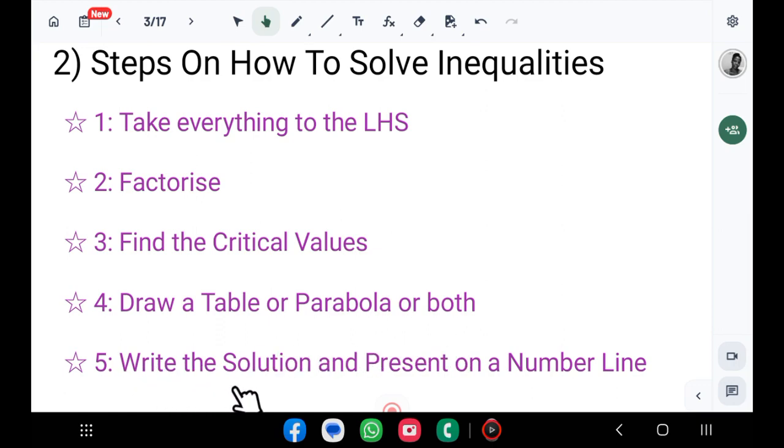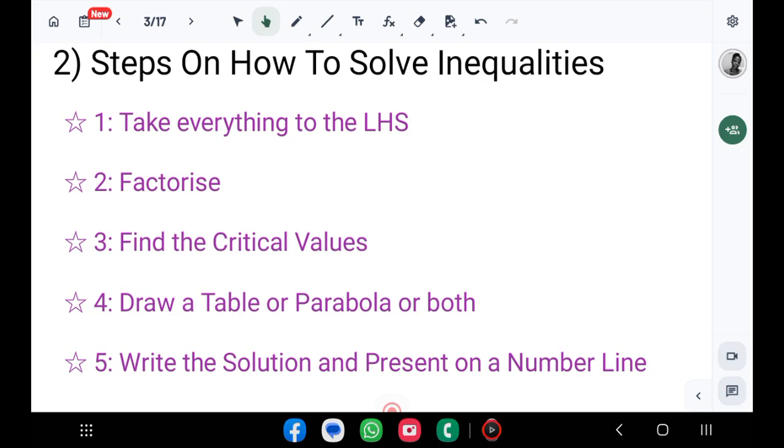And number 5, write that solution and present it on a number line. Not all cases will require you to present your answer on the number line, but in cases where you are required to do so, I'll show you exactly how you use the number line in all of the examples. So whenever you are needed to use a number line to present a solution, you're able to do that without any issues or problems.